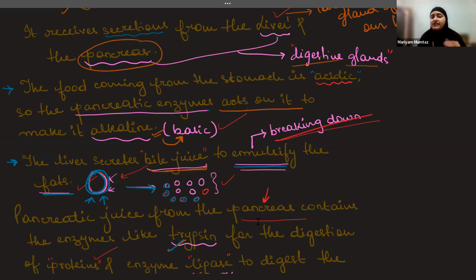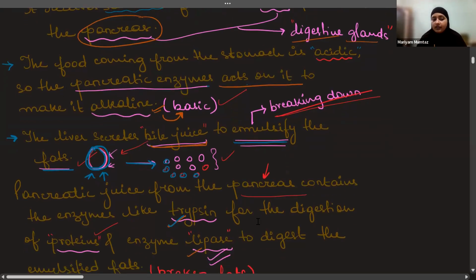Also, the secretion of the liver is bile juice. The liver produces it, but the bile juice is actually stored and concentrated in the gallbladder. Remember this also.